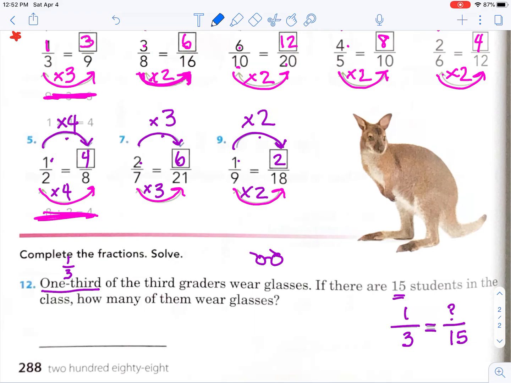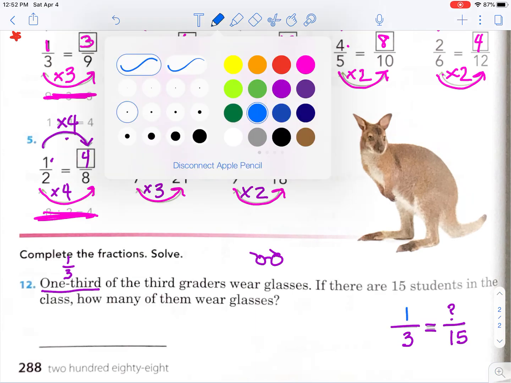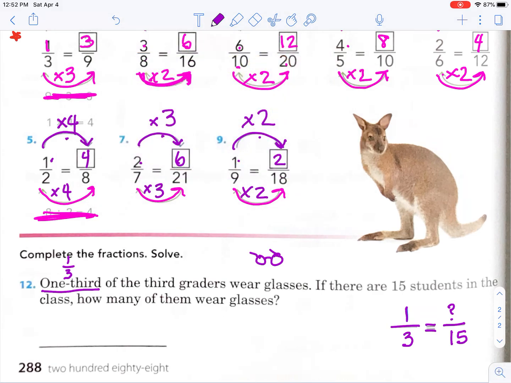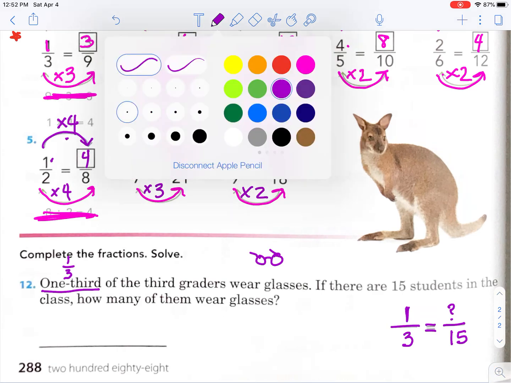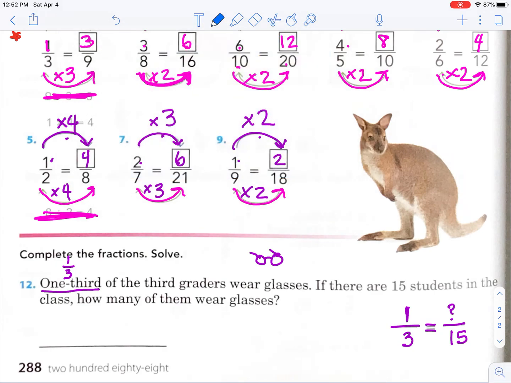And let's do the work right here. Okay, are you ready? I'm going to erase this a little bit so it doesn't get in the way. So if 1/3 of the class wears glasses, how many actual kids wear glasses if there's 15 students? So just like our wallaby example in the beginning, let's work that here. So let's figure it out.